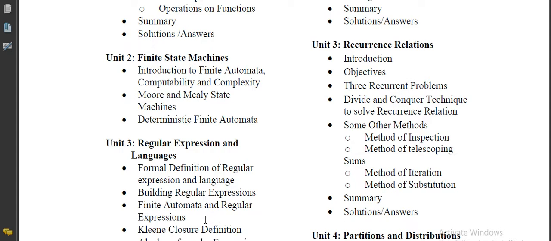Some questions and examples that were asked in your previous exams, as well as important concepts with the help of these examples.